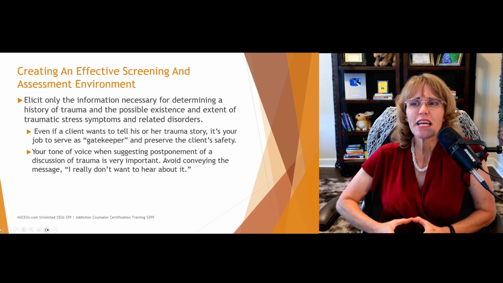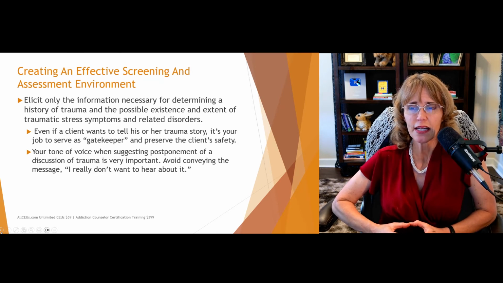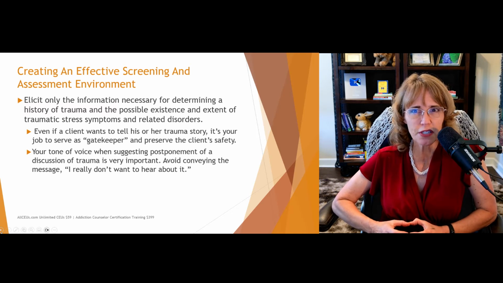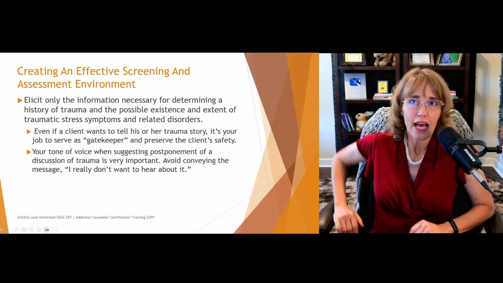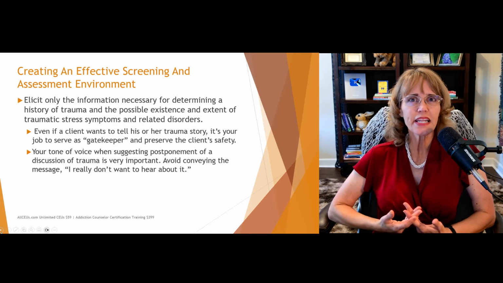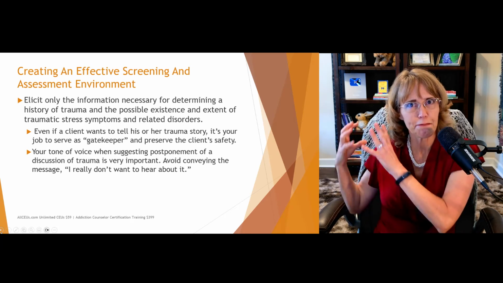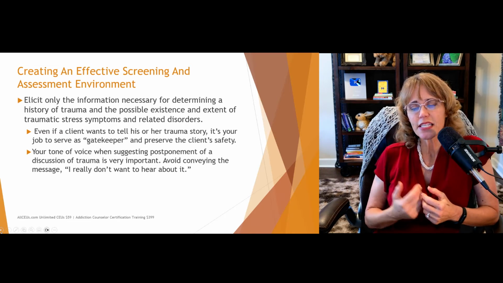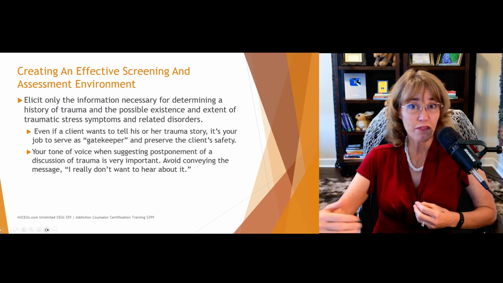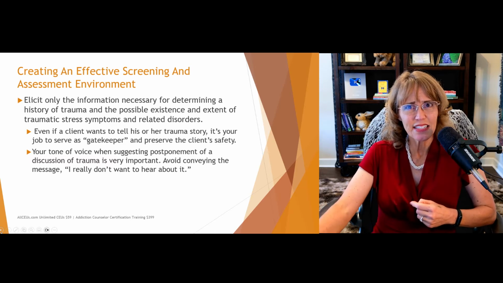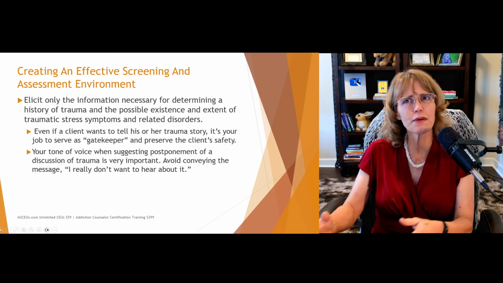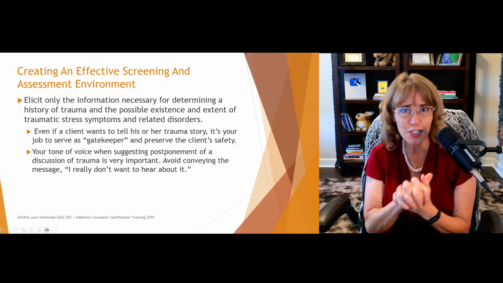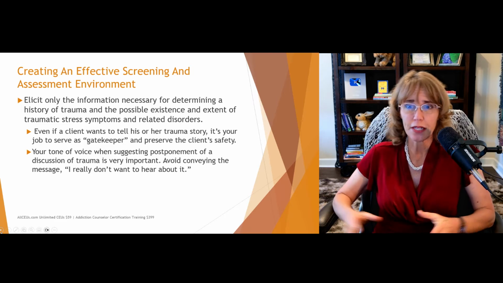Elicit only the information necessary for determining a history of trauma and the possible existence and extent of the traumatic stress symptoms and related disorders. We're not asking about the details. It's not safe. When somebody has experienced a trauma and they've kind of locked it up somewhere, we don't want to open Pandora's box in the screening or assessment. All I want to know is, do you have a history of this? If you even feel comfortable telling me that. And, if so, let's talk about what symptoms you might be having. I'm not trying to tie them back. I'm not trying to create connections for the person right yet. I'm just trying to get some information.